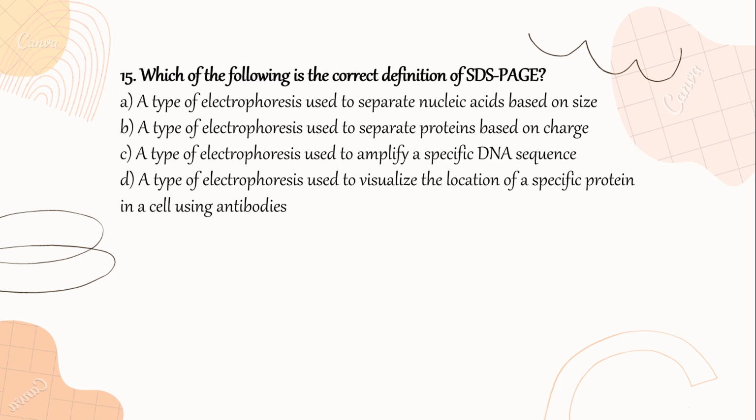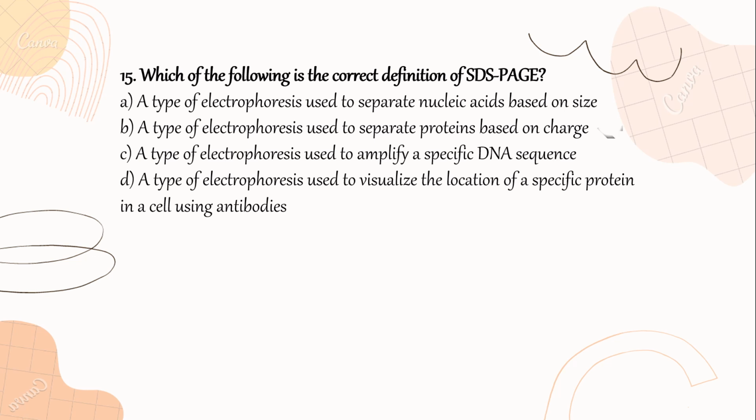Number 15. Which of the following is the correct definition of SDS-PAGE? A. A type of electrophoresis used to separate nucleic acids based on size. B. A type of electrophoresis used to separate proteins based on charge. C. A type of electrophoresis used to amplify a specific DNA sequence. Or D. A type of electrophoresis used to visualize the location of a specific protein in a cell using antibodies.